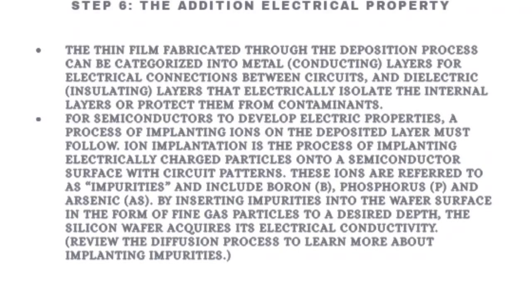For semiconductors to develop electric properties, a process of implanting ions on the deposited layer must follow. Ion implantation is the process of implanting electrically charged particles onto a semiconductor surface with a circuit pattern. These ions are referred to as impurities and include boron B, phosphorus P, and arsenic As. By inserting impurities into the wafer surface in the form of fine gas particles to a desired depth, the silicon wafer acquires its electrical conductivity.